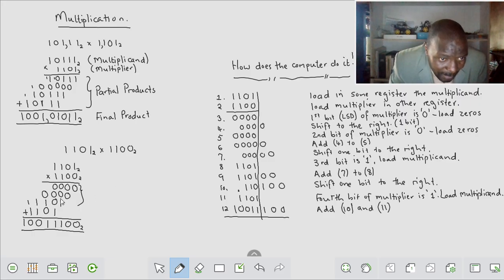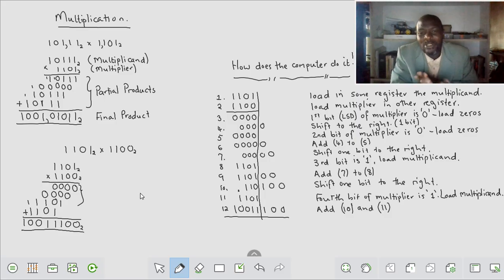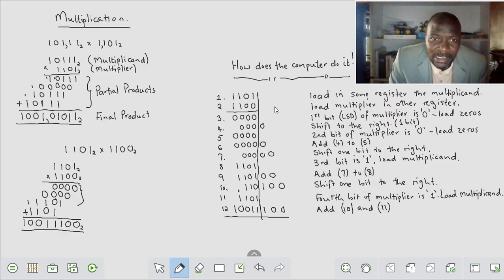After shifting, I check my bit. It's a 1. I load the multiplicand. After loading the multiplicand, I add. After adding, I shift. Check the next bit. If it's a 1, I load the multiplicand. It was a 1 in this case. I load the multiplicand. After I load the multiplicand, I add. After adding, I shift. That's basically how the computer does this. It's basically a program that we got that would assist.